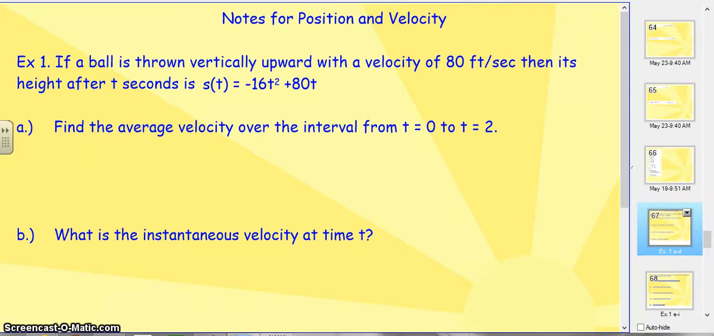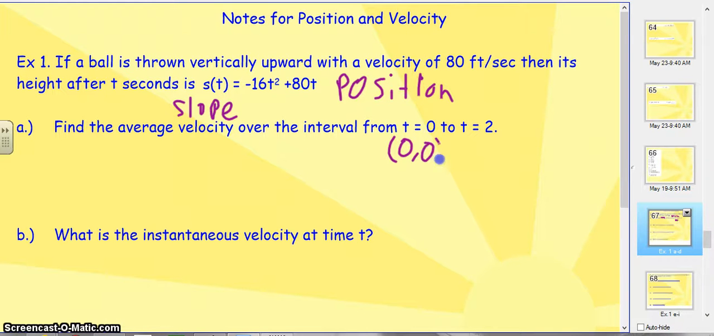So basically, they're asking for the slope. This is position, the original equation. If I want velocity, it's the slope, and this goes back to our linear unit. The first thing I want to do is find my 2 points to do the slope of. If I plug 0 in, my y value is 0. And if I plug 2 in for t, I get 96.